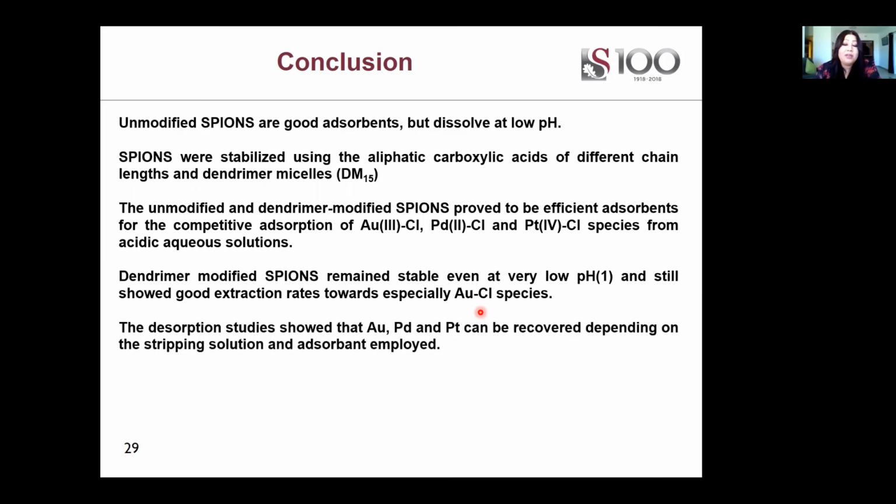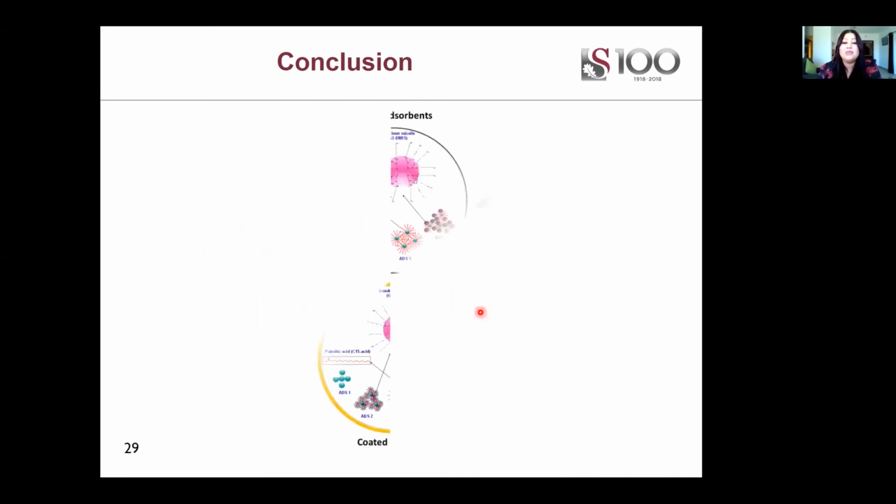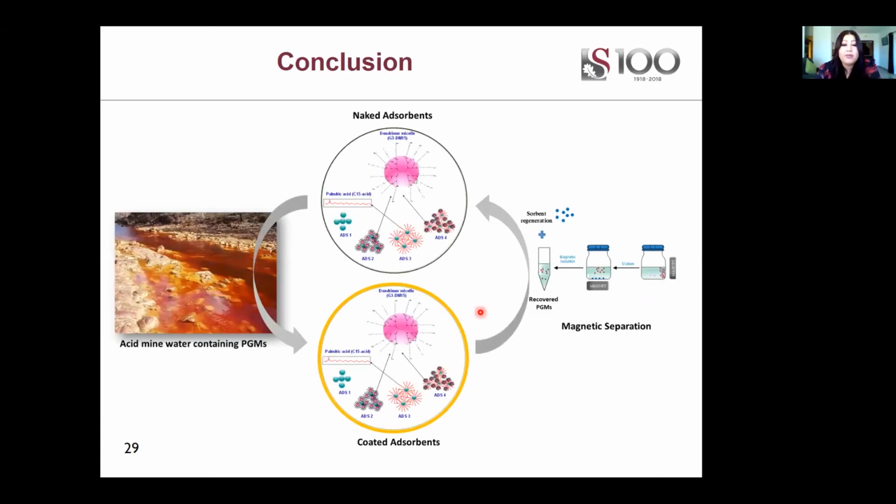And depending on the adsorbent that you use and the stripping solution that you use, you can desorb the metals from the adsorbent and reuse the adsorbent. We did preliminary recycling of the adsorbent. And then finally, we collaborated, let me show rather the next slide, which Nasran already showed, but we collaborated with one of our mining companies in South Africa, because this was a lab study, so we want to see what happens with the real acid mine water containing PGMs.